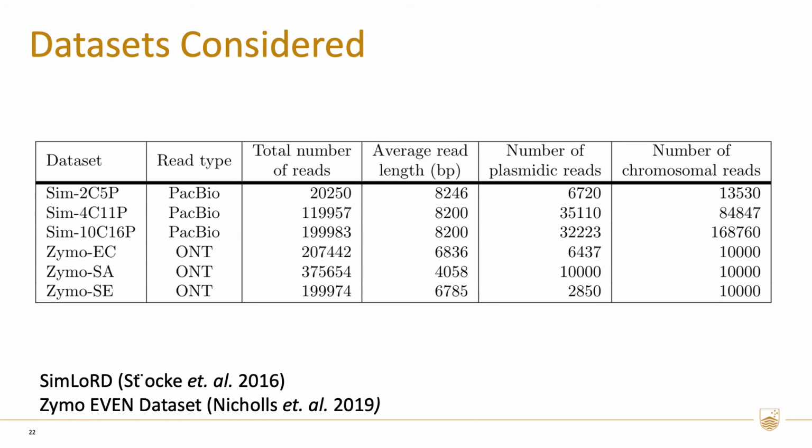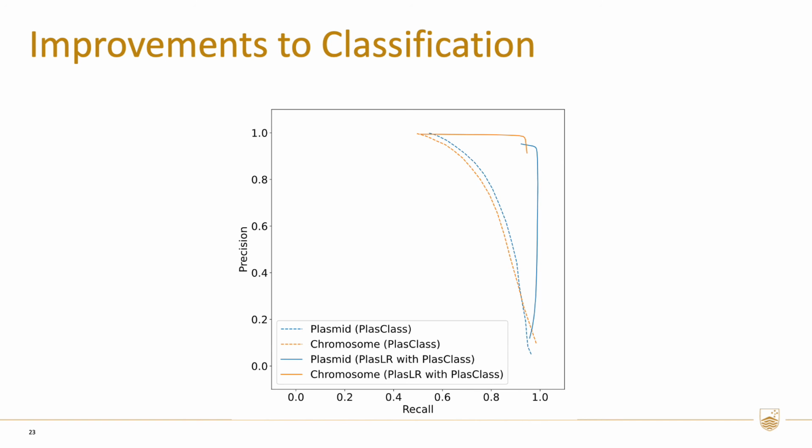We used several simulated and real datasets in our experiments. We used SimLoRD with default parameters for simulating PacBio reads. We used the SIMO Merck community dataset to obtain real plasmid reads. We vary the decision probability threshold and plot the precision recall curve to see the behavior of each classifier. Here you can see the precision recall plots for a dataset in our paper. This shows that we can improve the plasmid classification by incorporating dataset specific information such as coverage.